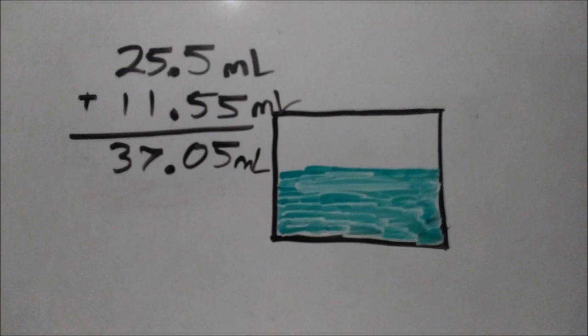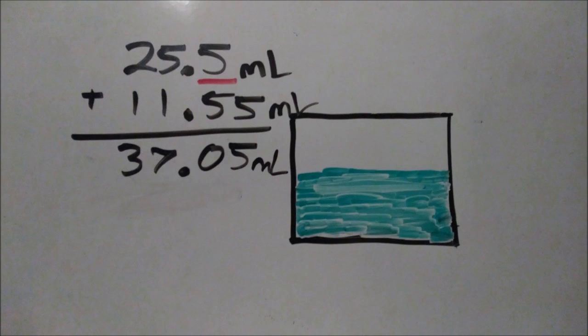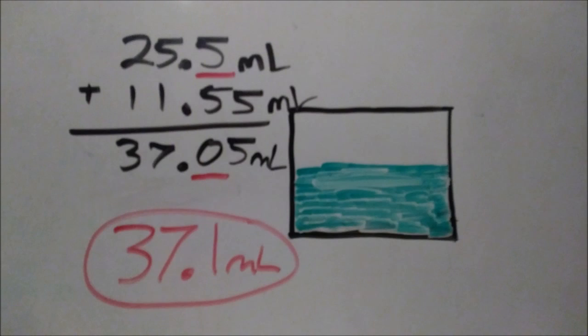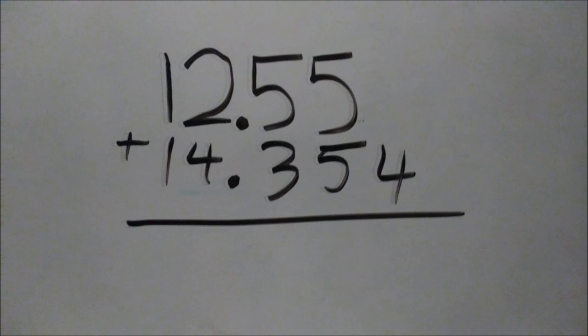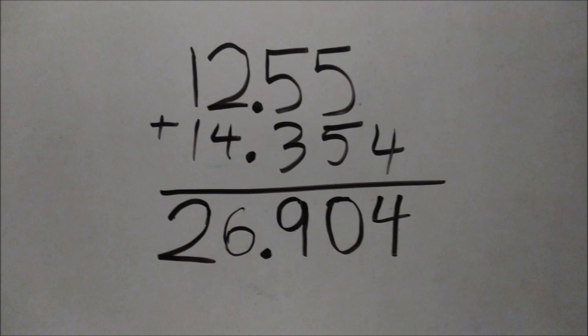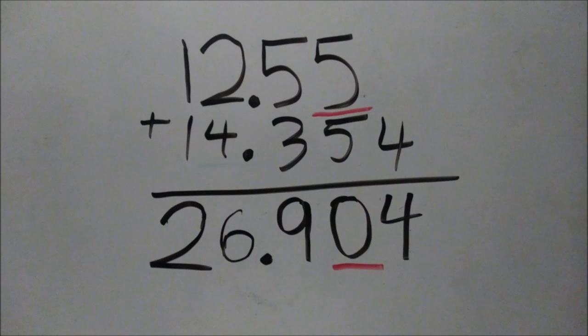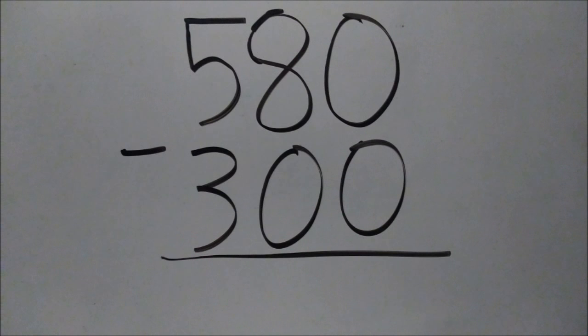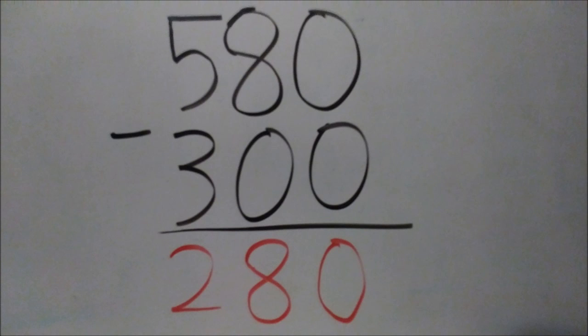But when adding and subtracting significant figures, you must round to the least accurate decimal place. Since the least accurate number, 25.5, has only one significant figure to the right of the decimal, you round to there, getting 37.1. If you want to add 12.55 and 14.354, then the answer 26.904 would round to 26.90, as the 12.55 has the least number of places in the decimal. If you are adding or subtracting whole numbers, such as 580 minus 300, you would not round. In this case, the answer would be 280.